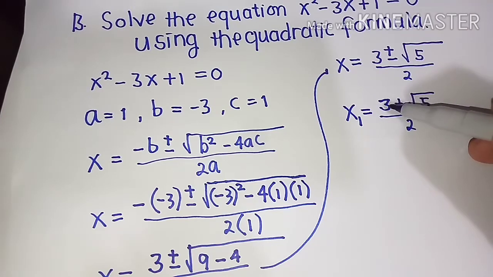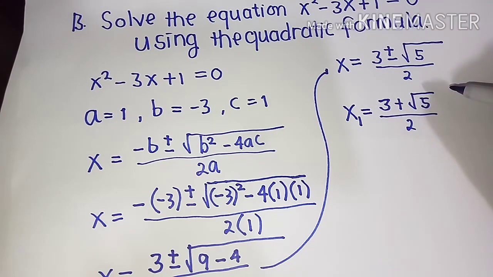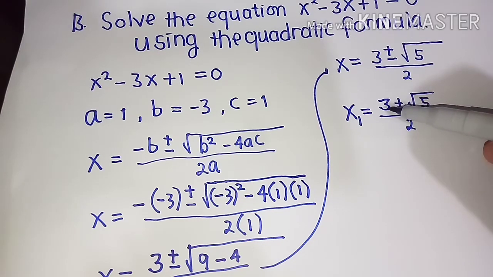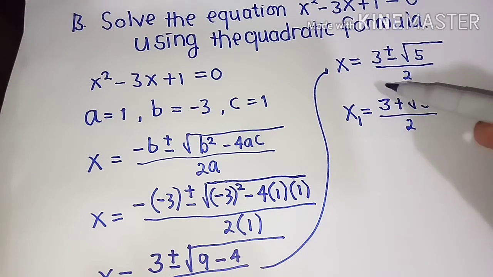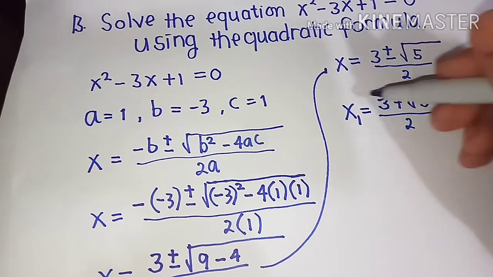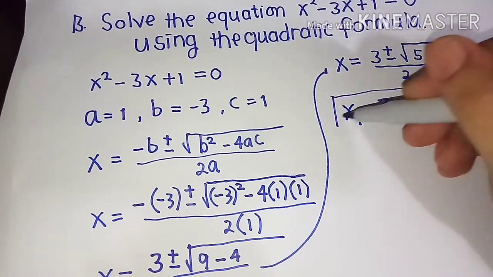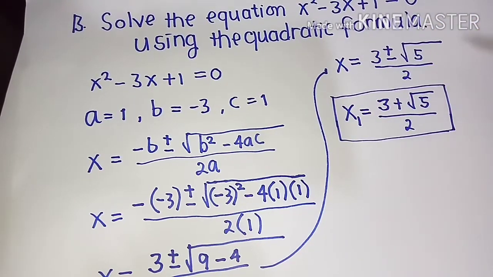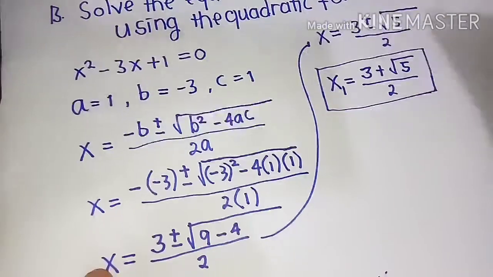Question: can we add 3 plus square root of 5? The answer is no. You are not allowed to add 3 plus square root of 5 because they are not the same term. This is a whole number and this is irrational, so you are not allowed to add. So our x sub 1 is 3 plus the square root of 5 divided by 2.